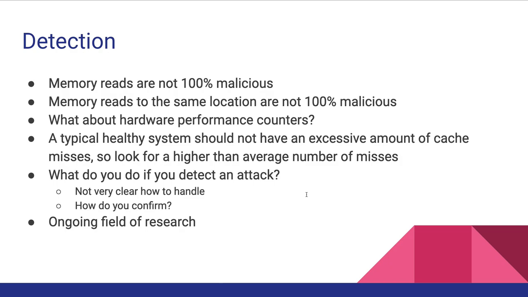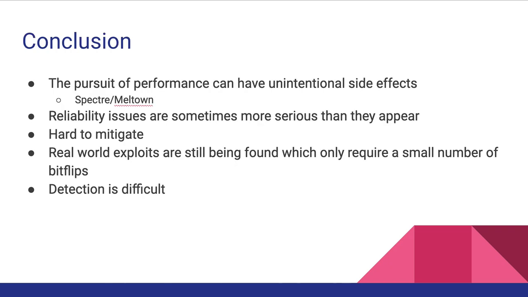But then the other question is, what do you do if you do detect an attack? It's kind of unclear. How do you confirm that this is an attack? Currently, it's still a field of research that is sure to see more development in the future. So finally, what this class of attacks has taught us is that the pursuit of performance has unintentional side effects. And again, we see this on the CPU side with branch prediction security bugs like the case of Spectre and Meltdown.